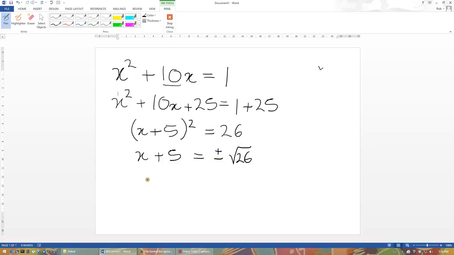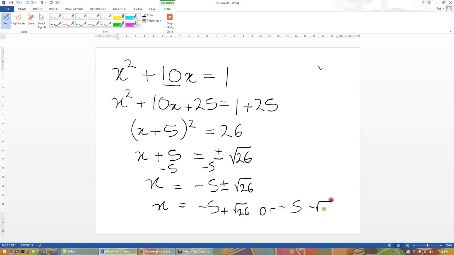Okay, so we're almost there. Just to get x all by itself and to have solved the equation, we have to then minus 5 from both sides, so we end up with x equals minus 5 plus or minus the square root of 26. So there are our two answers. X could be minus 5 plus root 26 or minus 5 minus root 26.